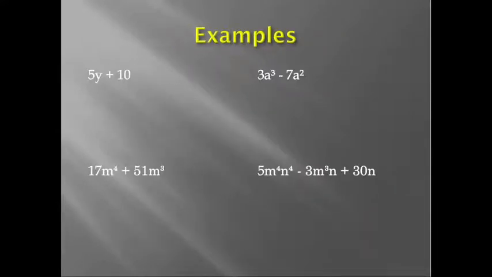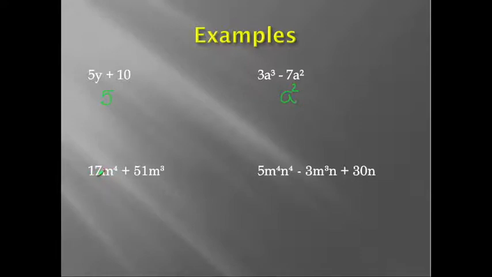Okay, let's try some examples. So, our coefficients are 5 and 10. The GCF of 5 and 10 is 5. There is not a variable next to 10, so our GCF will be just 5. Okay, there isn't a number other than 1 that can divide into both 3 and 7. However, there is an a in both, and our smallest exponent is a squared. So our GCF will be a squared.